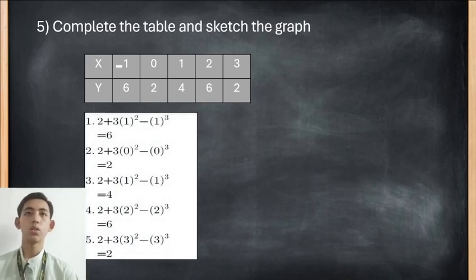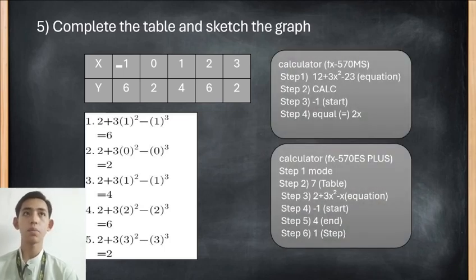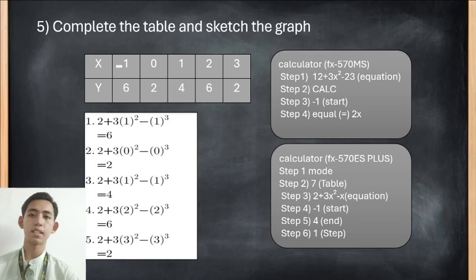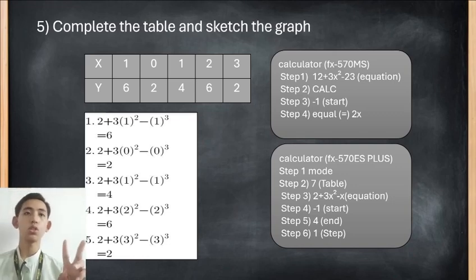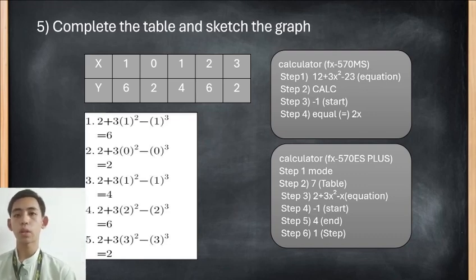Option number 1, we use the equation. We substitute x with the numbers from the range of x, like 2 plus 3 open bracket negative 1 close bracket power of 2 minus open bracket negative 1 close bracket power of 3. We get the first plot of y is 6, and then we continue with all the range of x to get the other plots of y.